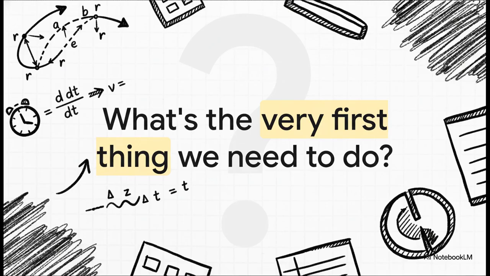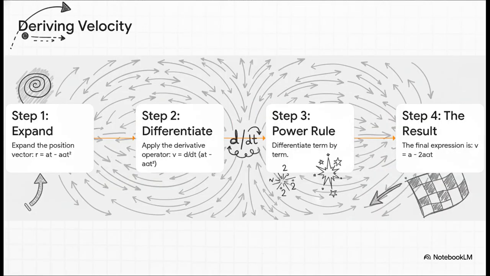So let's actually walk through the calculation together. Okay, let's break it down. First, for step one, I'm just going to expand that expression for r. It just makes the derivative a little cleaner. We get at minus a alpha t squared. Now for step two, we set up our derivative. And here comes the fun part. Step three, the derivative of at with respect to t is just the constant vector a. Simple. For the second term, we just use the power rule. The derivative of t squared is 2t, so we end up with minus 2a alpha t.